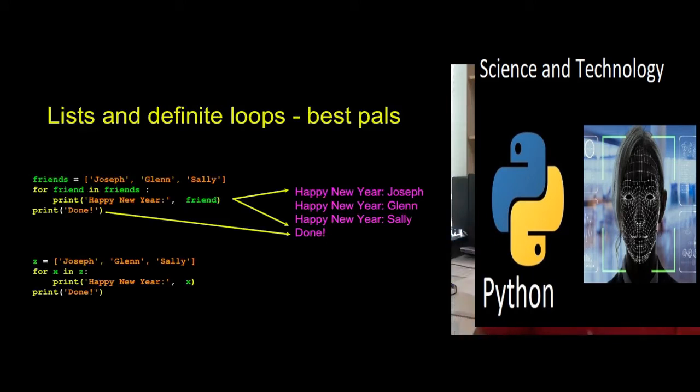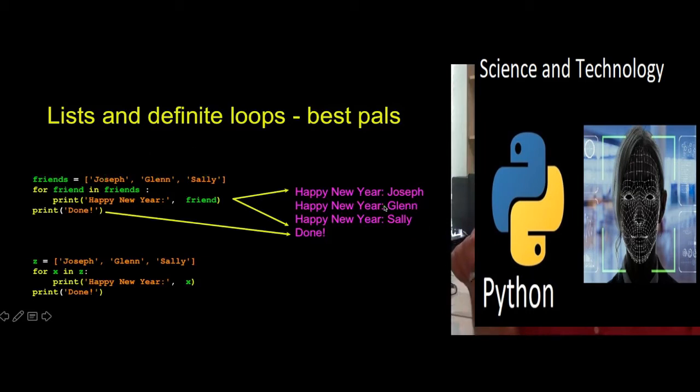So the for statement has been something we use with lists, and when you just need to go through every item in order, the for is a great way to do that. So friend is our iteration variable, friends is our list variable, and so that says friend is going to successively take on the value Joseph, Glenn, and Sally and print out, Happy New Year, Joseph, Glenn, and Sally. It runs 3 times, once for each of the values, and the iteration variable advances.